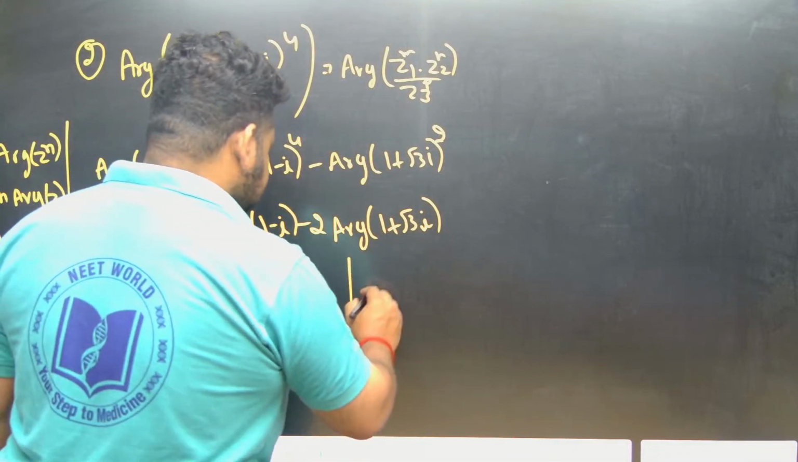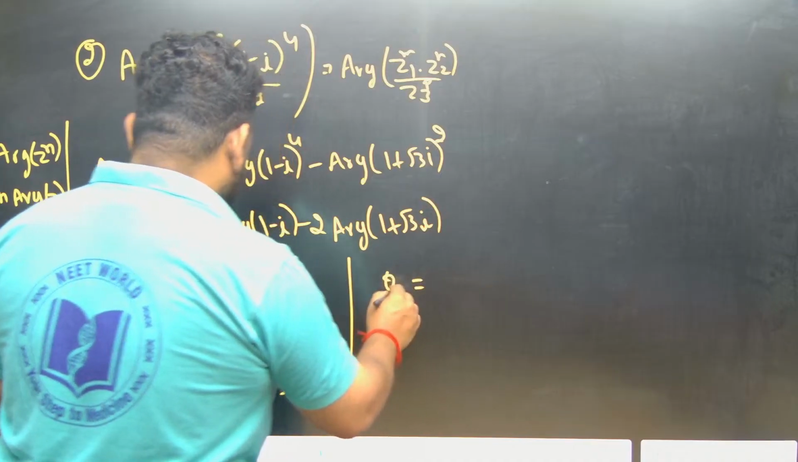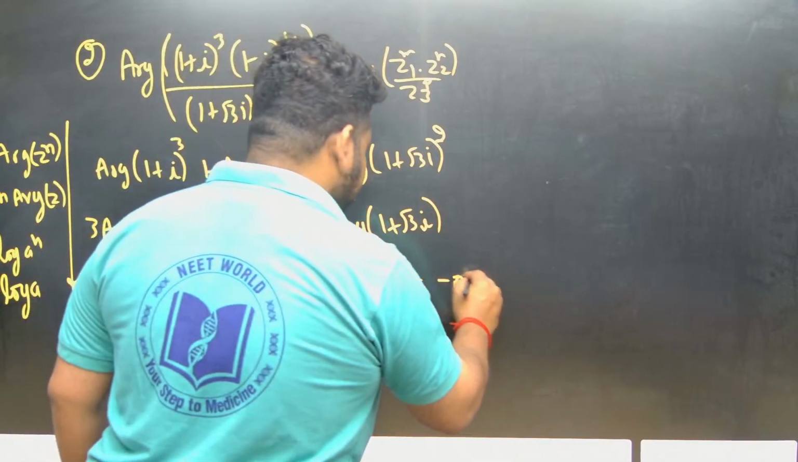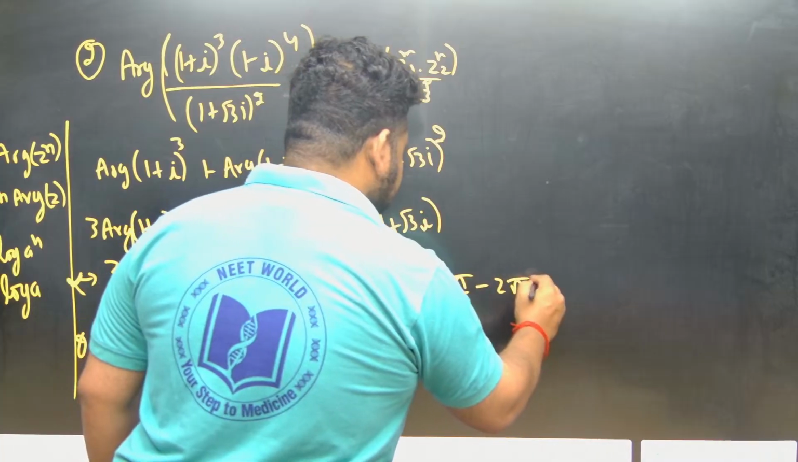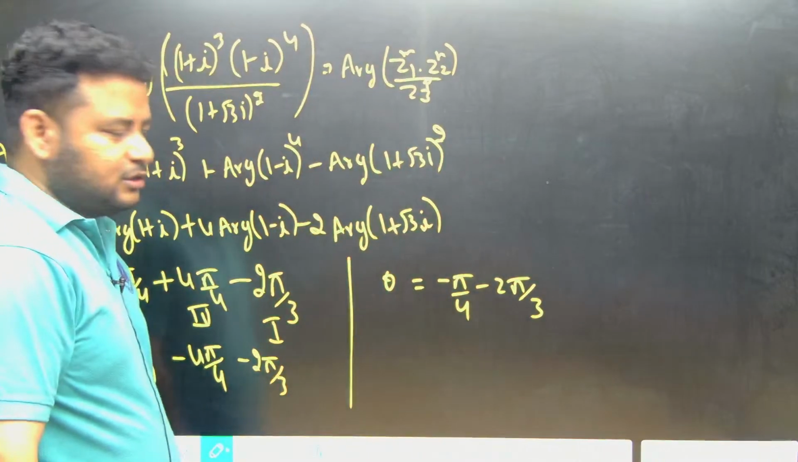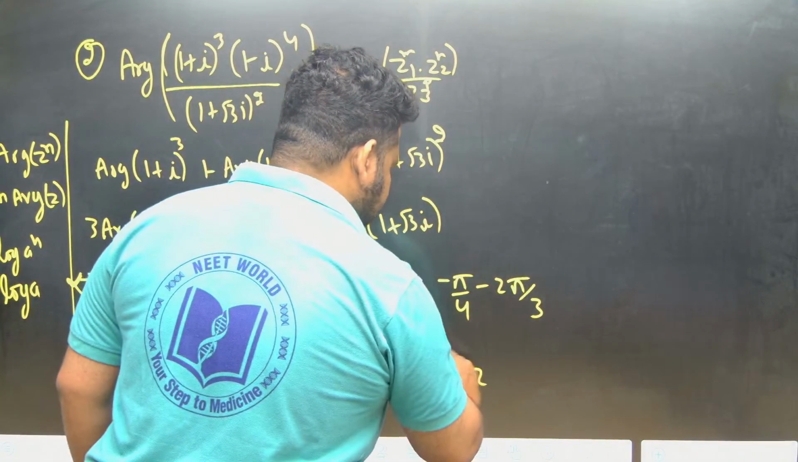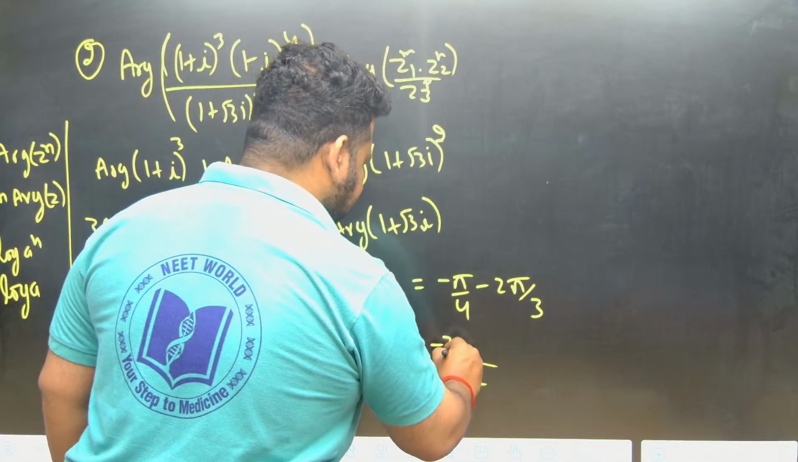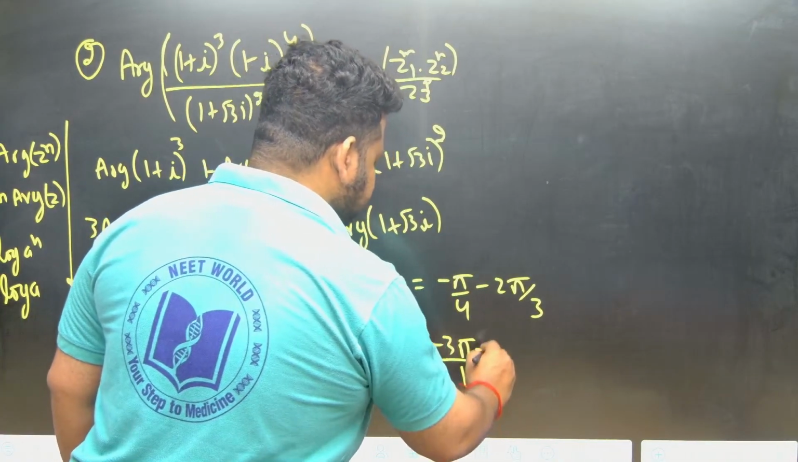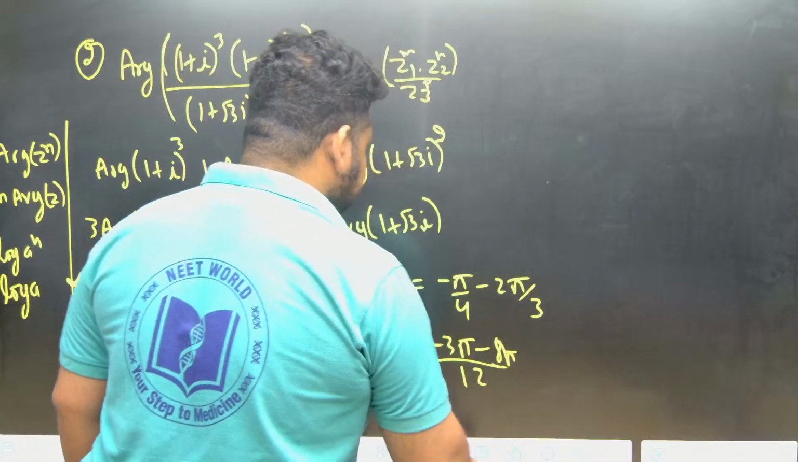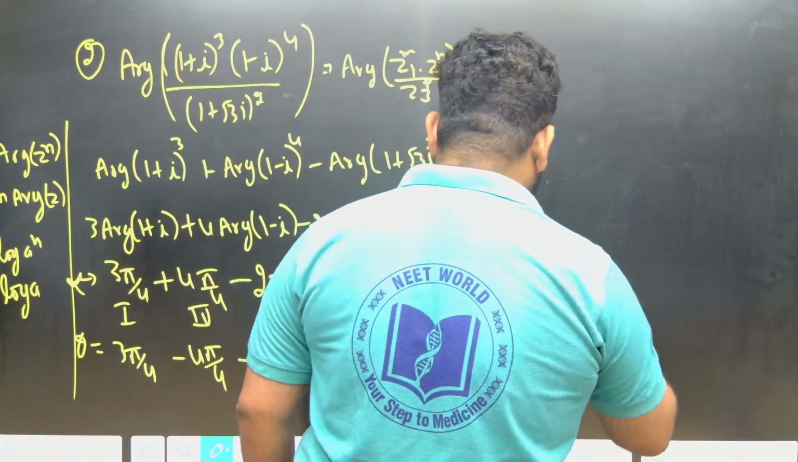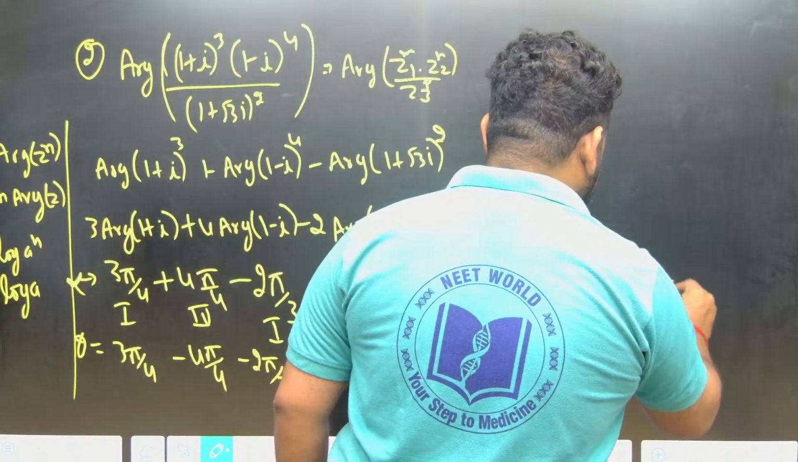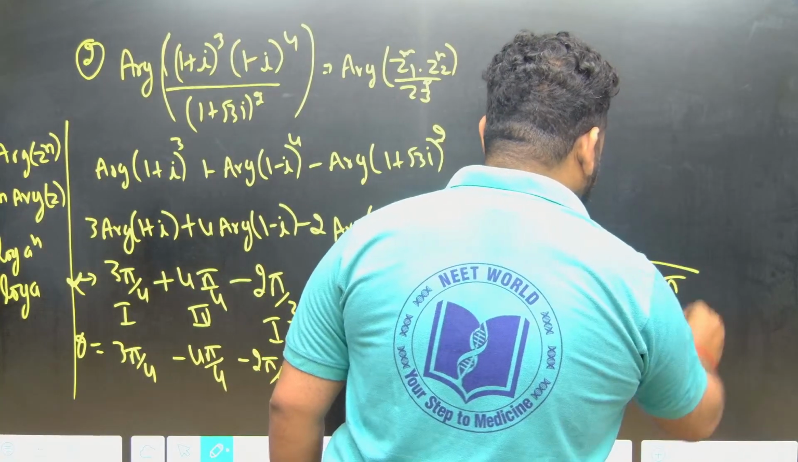We will get theta equal to minus pi by 4 minus 2 pi by 3. This is what we will be getting. Now if I take the LCM, it is 12. So 4 threes are 12, minus 3 pi, and 3 fours are 12, 4 twos are 8 pi. So we will get the theta value equal to minus 11 pi by 12.